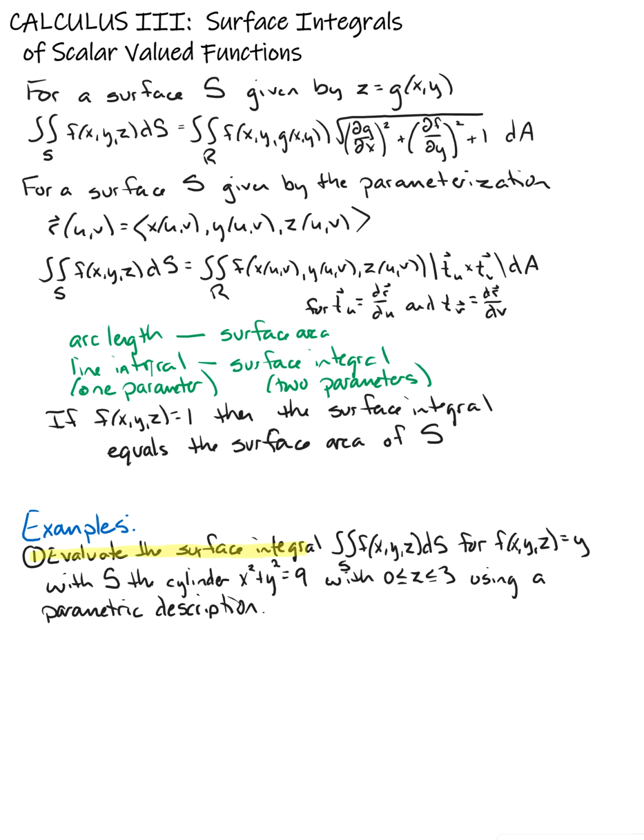Let us evaluate the surface integral, the double integral of f of x, y, z with respect to our surface, for f of x, y, z equal to y, with our surface being defined by the cylinder x squared plus y squared equals 9, with z going from 0 to 3, and we want to use a parametric description of this.